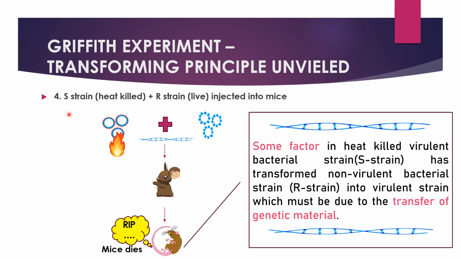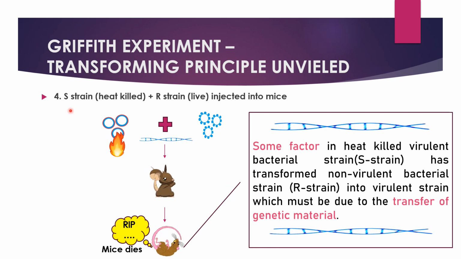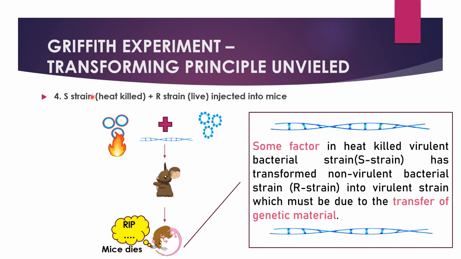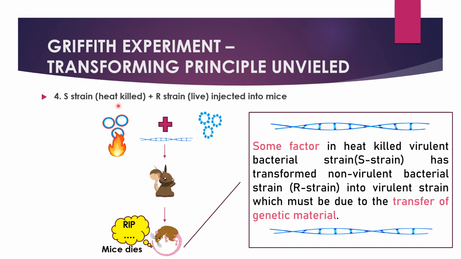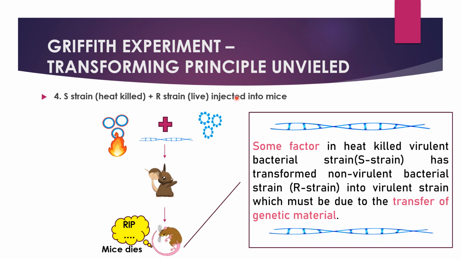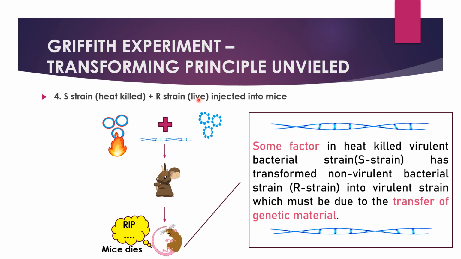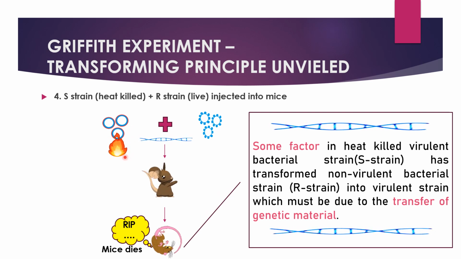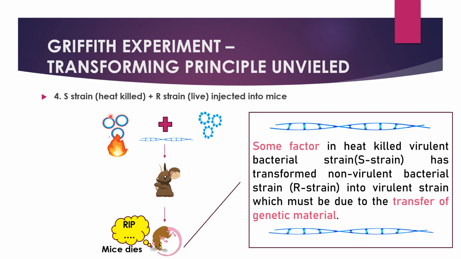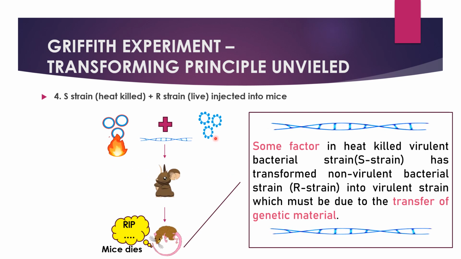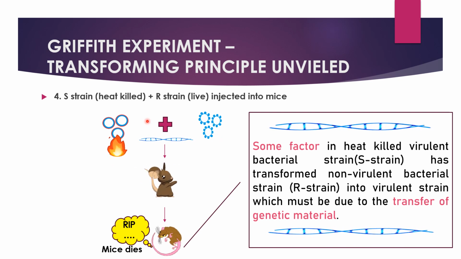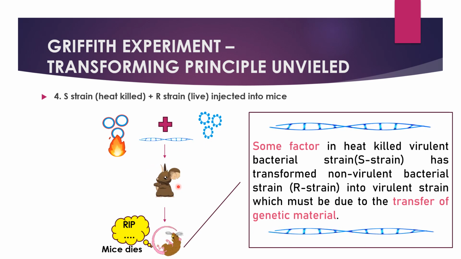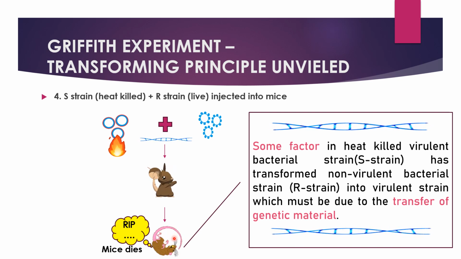Now the fourth set of experiments. In this, he used a combination of bacterial cultures. He used the S type, which was heat killed, a virulent one, along with the live non-virulent strain, the R type. As you can see in the picture, here the S type cultures were heat killed, and the R type cultures were live. So he used the combination of cultures here. It was injected into the mice, but here the mice were found dead.